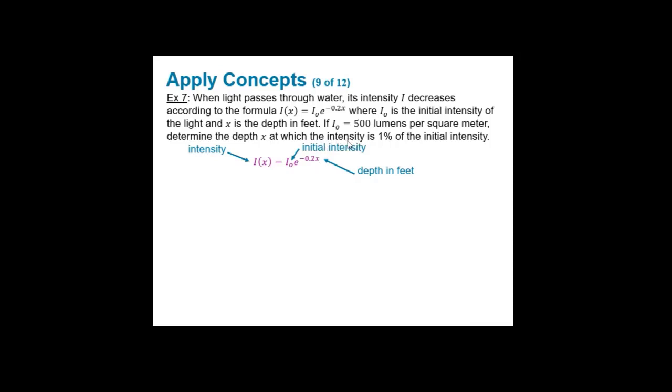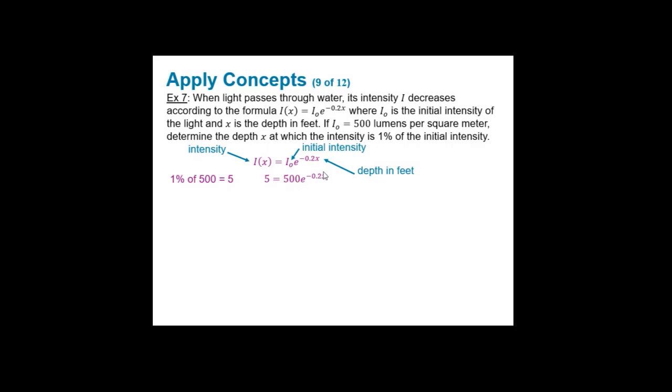But it does tell me something about the intensity. It's 1% of the initial intensity. Well, I know the initial intensity, it's 50, right? I'm sorry, 500, right? So what is 1% of 500? It's going to be 5. My intensity that I'm looking at is going to be 5. My initial intensity is going to be 500. And I need to solve for x.